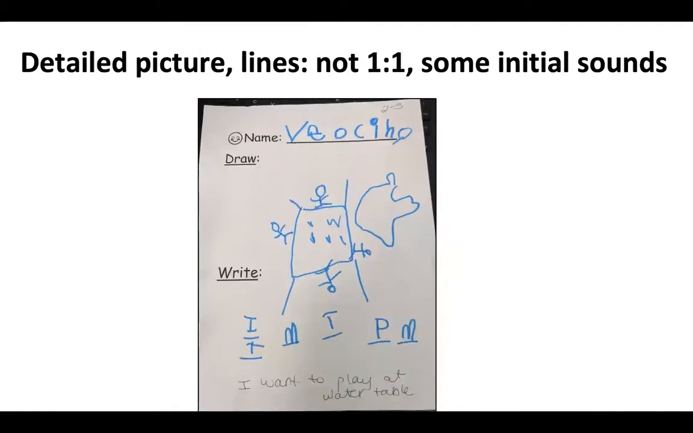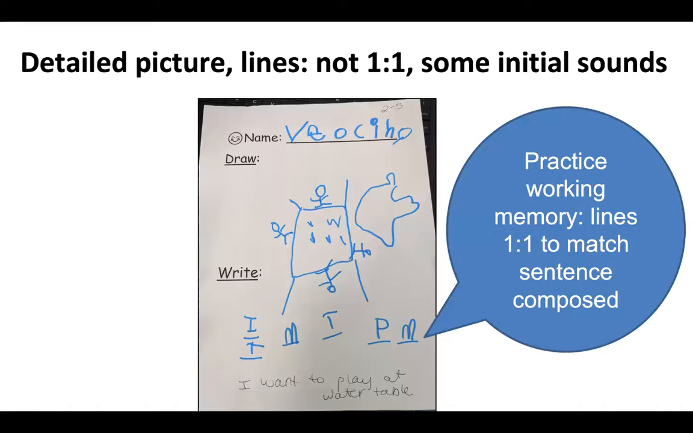So this one's got some lines, not one-to-one, but she does have some simple sounds. I want to play at the water table. Scaffolding there might work a little bit more on the working memory and getting the lines to match the message.